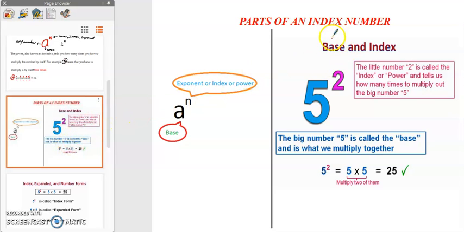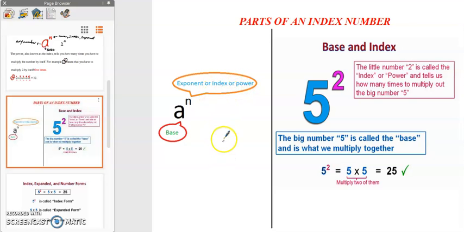Alright, so parts of an index number. And as I said before, I chose A to the n, where I had explained that A is the base, right? So that's the big number at the bottom, and n is the exponent or index or power, just like what I explained earlier, right?